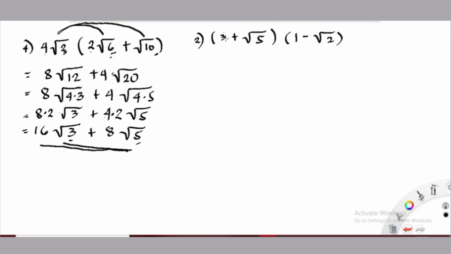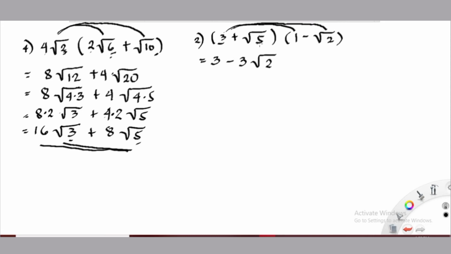So, let's use distributive property ulit. So, distribute muna natin ng 3. So, 3 times the first term. So, 3 times 1 is 3. And then 3 times the second term, which is negative square root of 2. So, that is 3 times negative 1. May 1 dito. That will give us negative 3. And then, just copy square root of 2.